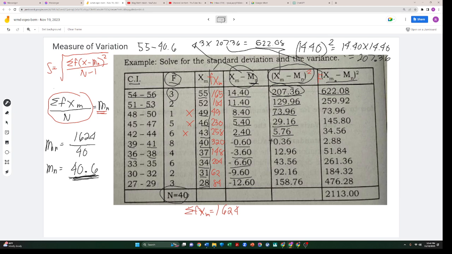So, ana ra na pagkuha. Kay naaman siya F. Pasabot anang F, then I close open parenthesis, i-times nimo. Ang result ani, i-times nimo sa F, which is 3. Okay? So, mana. 129.96 times 2, which is 559.92. 73.96 times 1, copy na lang. 129.16 times 5, which is 145.80, and so on and so forth.